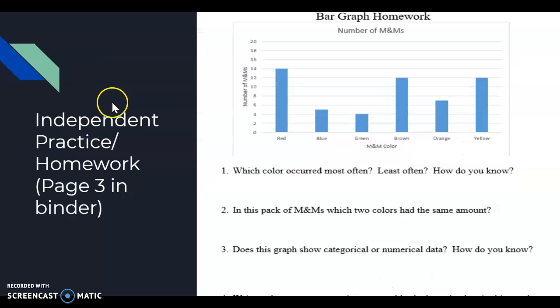All right, so moving on to our next one. So now we've got independent practice. Independent practice and homework if we don't finish it today. This particular page is going to be page 3 in your binder. Page 3 in your binder.